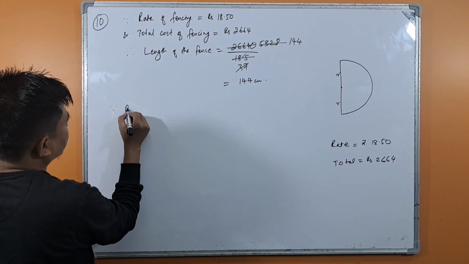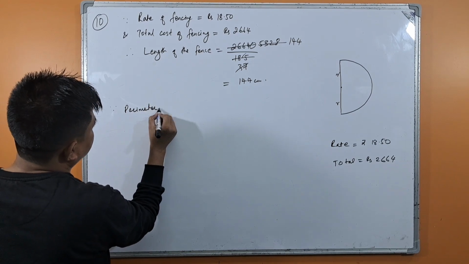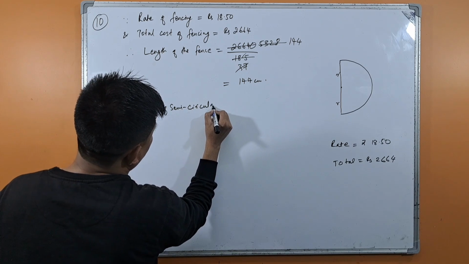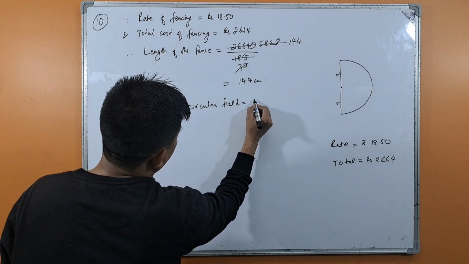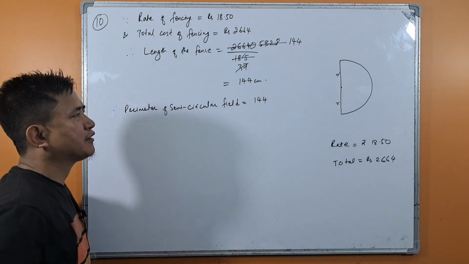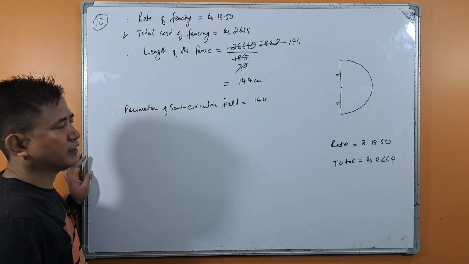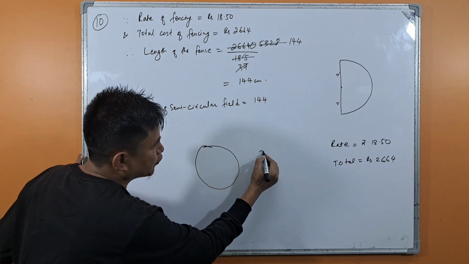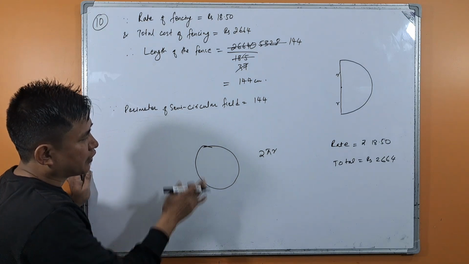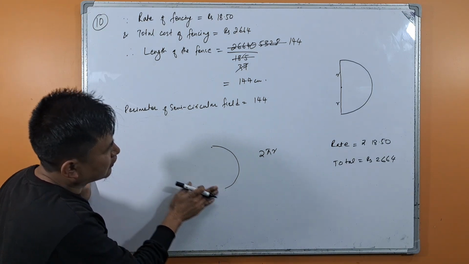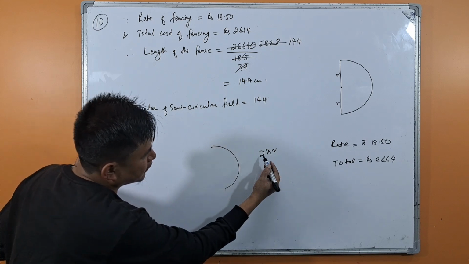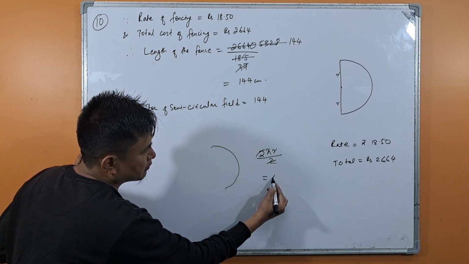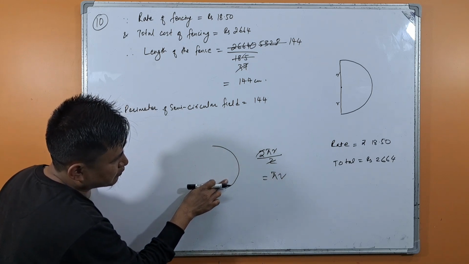Since the perimeter of the semicircular field is equal to 144, what is the formula for the perimeter of a semicircular field? Suppose we write the perimeter of this circle as 2 pi r, isn't it? So if we erase half of the circle, then the perimeter of this part will be half, means divided by 2. Half of the perimeter, 2 and 2 cancel out, pi r. The length of this part is pi r.